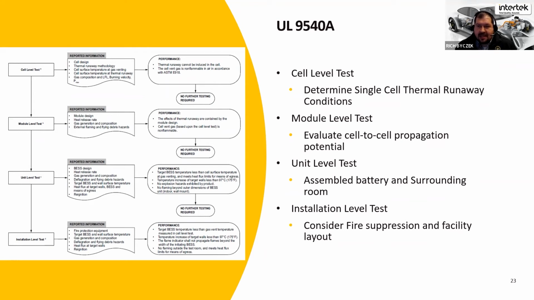But depending on how well or how poorly a battery performs at that module level test, you can then take it to the unit or installation level so that if you're showing that you have such a densely packed battery that you can't really prevent cell-to-cell propagation, you have the decision tree. Do I go back and redesign my modules, or does my usage case dictate that I must have that much energy density? I have to have that much capacity, if you will.